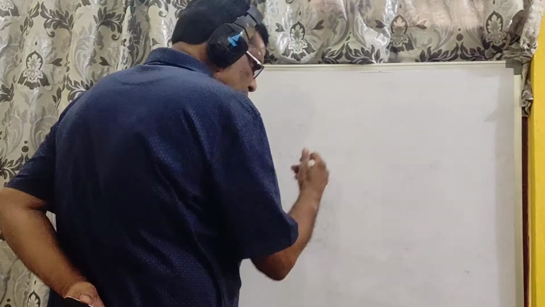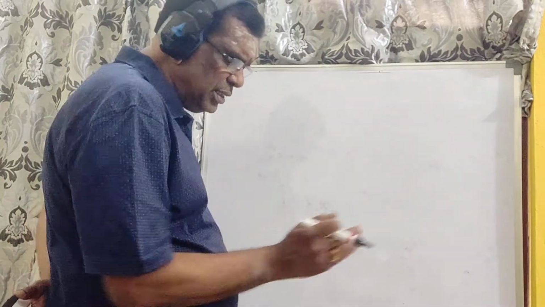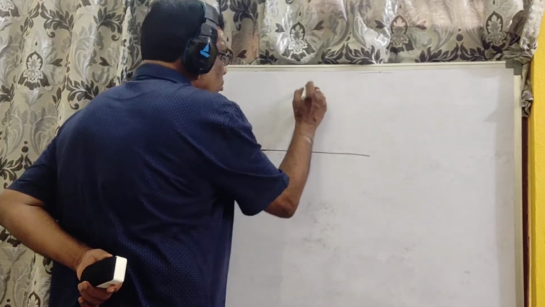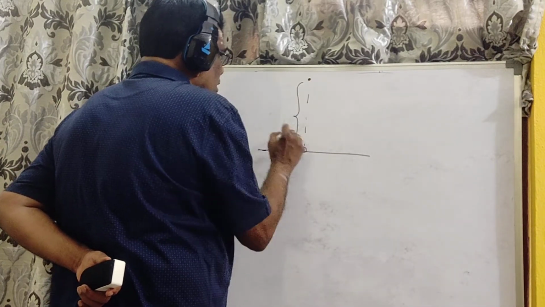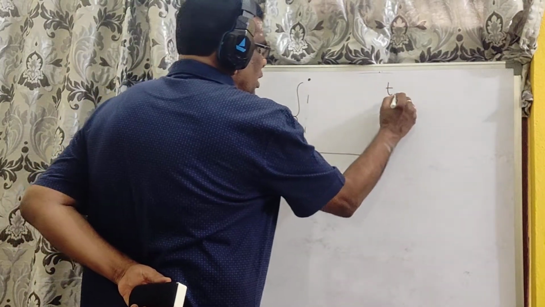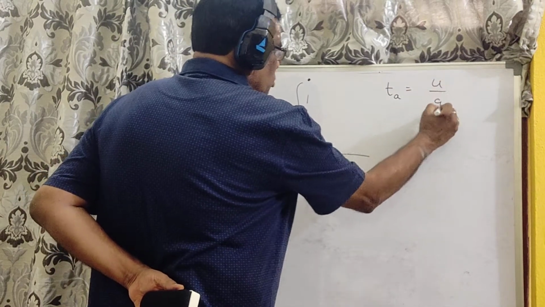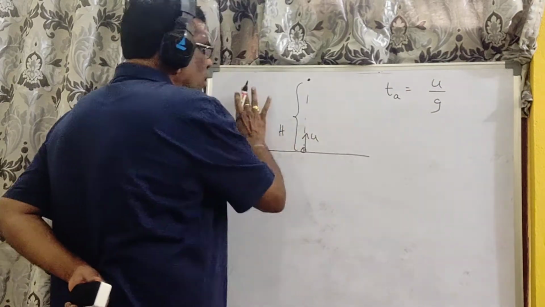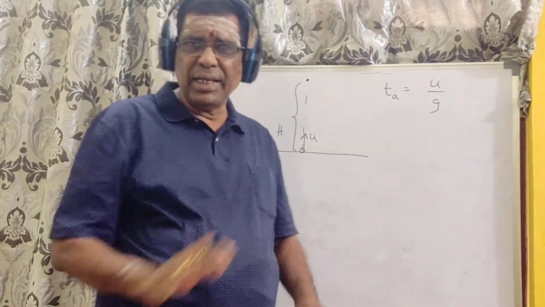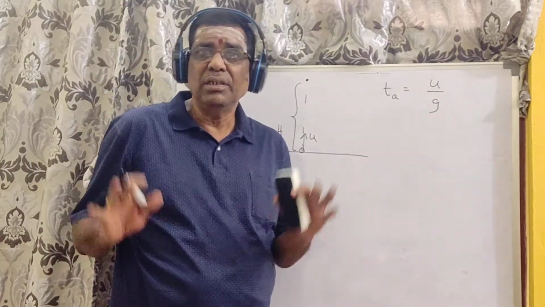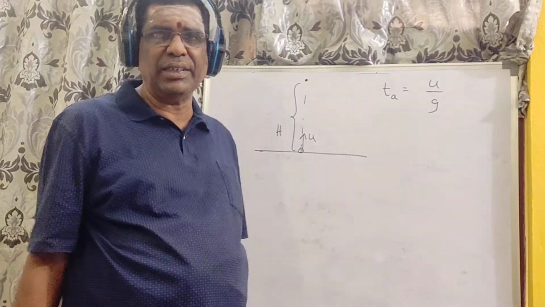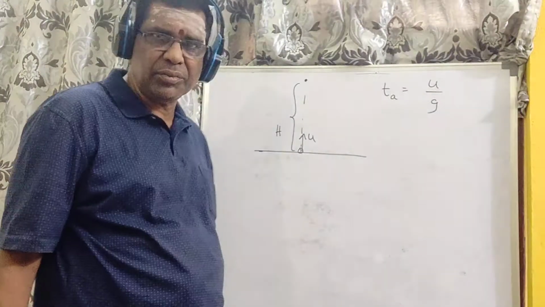Now, I'll slightly deviate from this. You are talking of, let us say, a body projected up, reaching the maximum height. We will call it h. And the time of ascent is u by g, if I project it with u. Now all this is in a vacuum case. Air is absent, or in other words, the drag due to air is absent. There is no resistance offered by the air. Then this is valid. Okay.